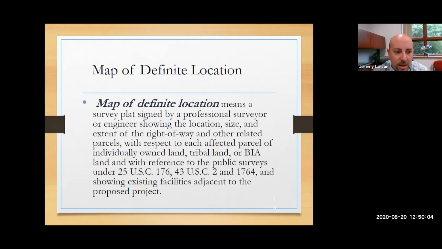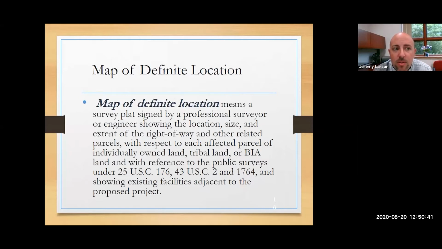The map of definite location, or survey. The survey is a plat signed by a professional surveyor or engineer showing the location and size and extent of the right-of-way as it traverses the Bureau of Indian Affairs tracts or parcels of land. It needs to be referenced in the survey under 25 USC 176, 43 USC 2, and 7064, and show existing facilities adjacent to the proposed project.